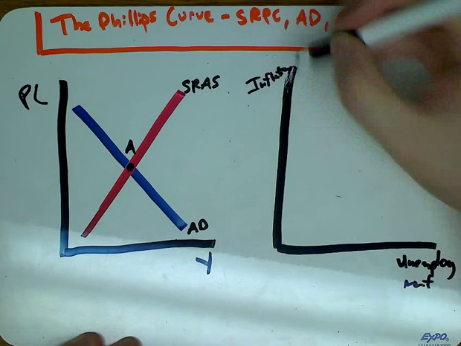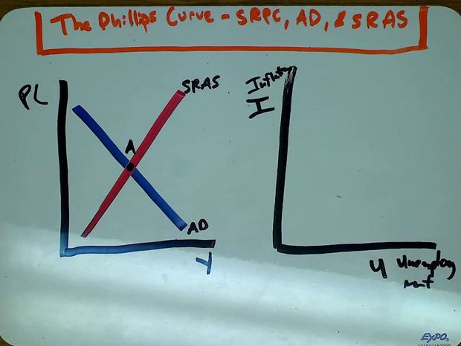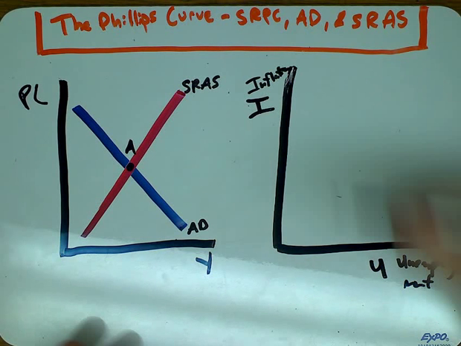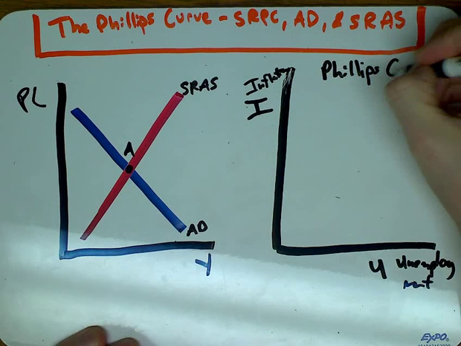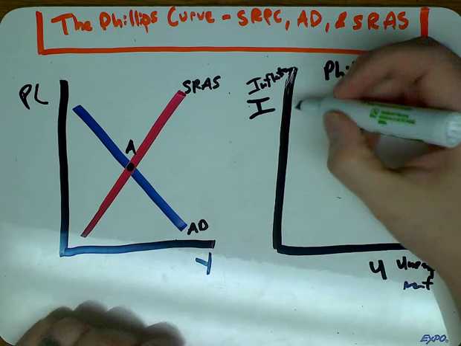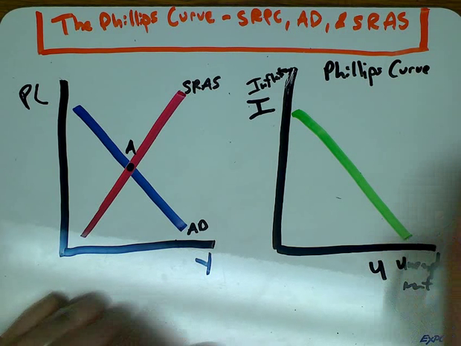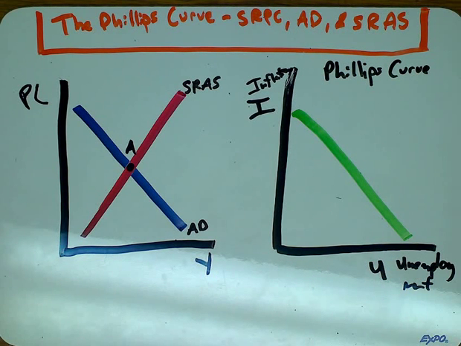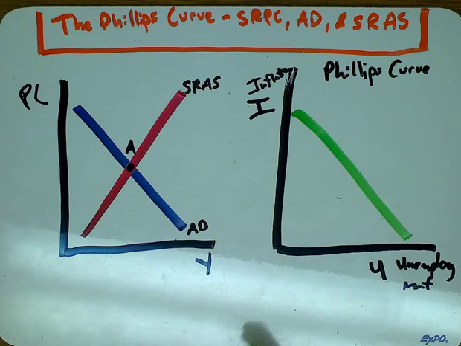So the axes here are I and U, the Phillips curve. The relationship between inflation and unemployment. And this is actually a negative relationship. What Phillips found was that as the price level went down, unemployment went up, interestingly enough. You might assume that if the price level went down, unemployment would go down as well, but he found a negative relationship here.